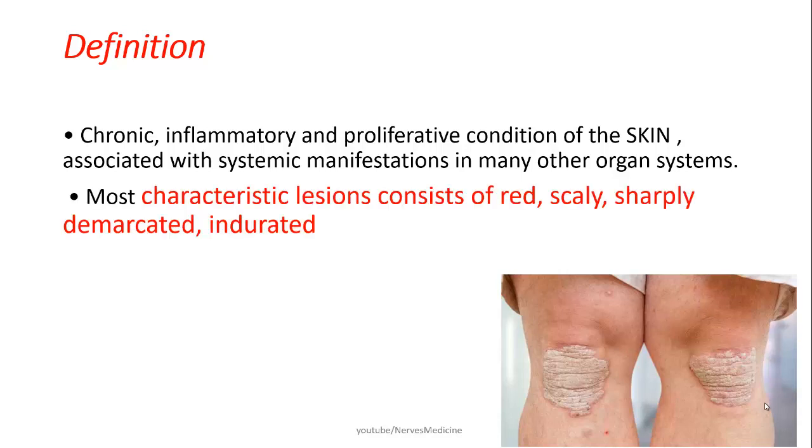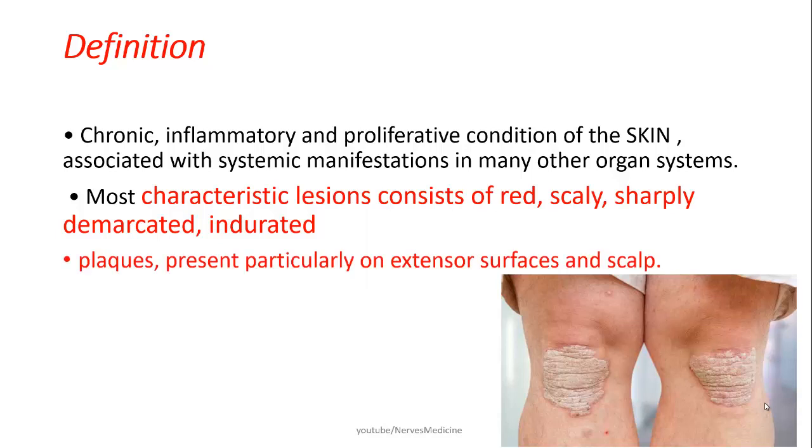epidermal cell turnover rate. Most keratotic lesions consist of red, scaly, sharply demarcated and indurated plaques present particularly on extensor surfaces and scalp with keratotic silvery scales.